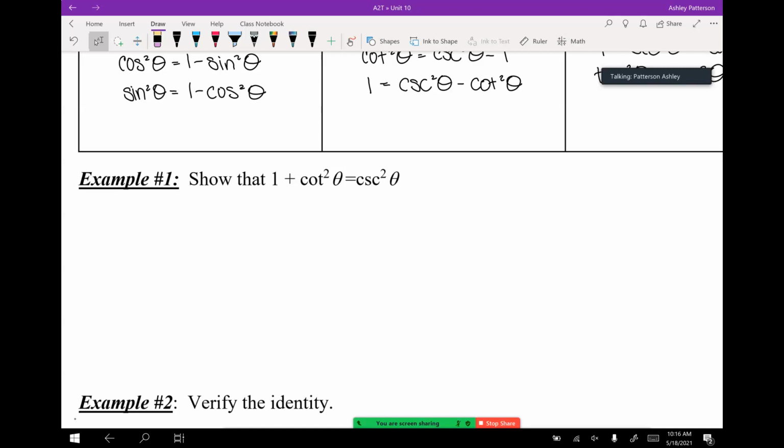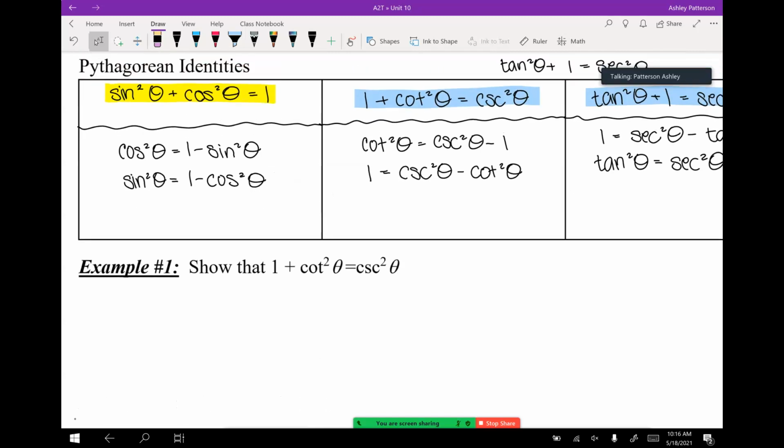Now, the second thing that you need to be aware of, for example number 1, it's asking us to show that 1 plus cotangent squared theta equals cosecant squared theta. Unfortunately, you cannot just write, oh, it's true because it's a Pythagorean identity. That would be nice. I know, it would be nice. However, trig is not nice. I'm just kidding. It's not the point, right? Our point is to prove it. Prove that it actually is an identity. So I can use other identities to prove it. I can't use itself to prove itself. Hopefully that makes sense. Let's delve into it.